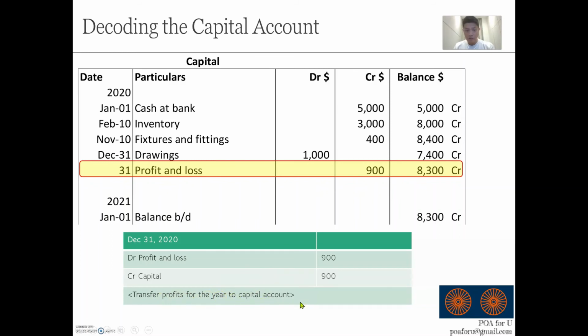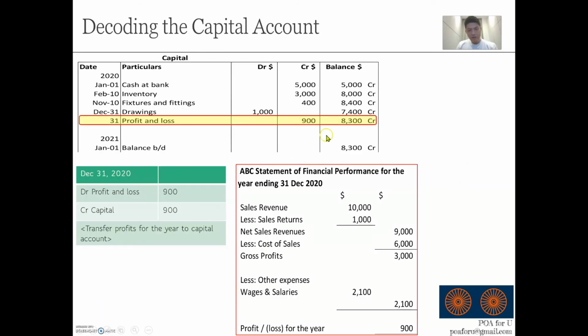Now let me illustrate this a bit more, because I think it could be confusing. If you look at this table, it's what you've seen before, and this double entry is what you've seen before. And if you look at a statement of financial performance, this is a simplified version, but at the end of it you have a profit for the year of $900. Now this profit is a credit balance because profits are the excess of revenues or income over expenses. So if I label each item in the statement of financial performance as a credit or debit balance, you will see this.